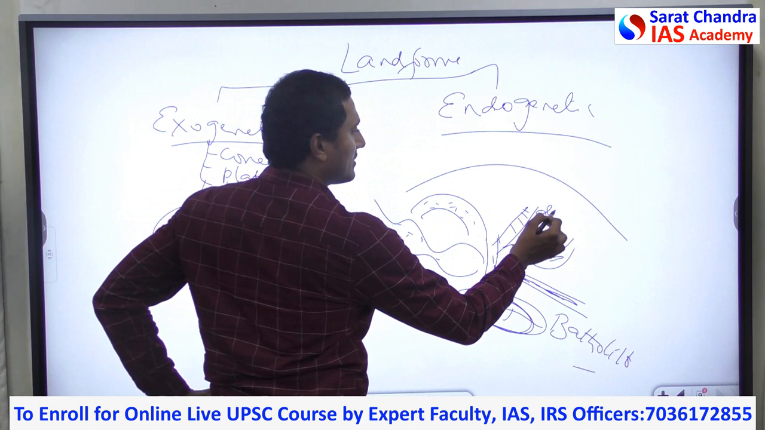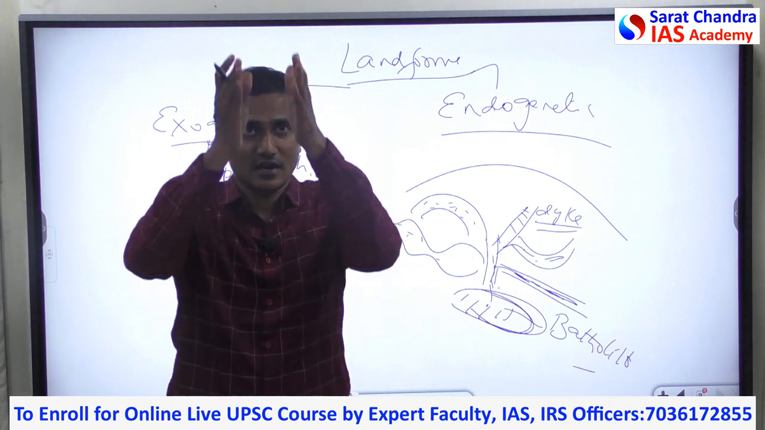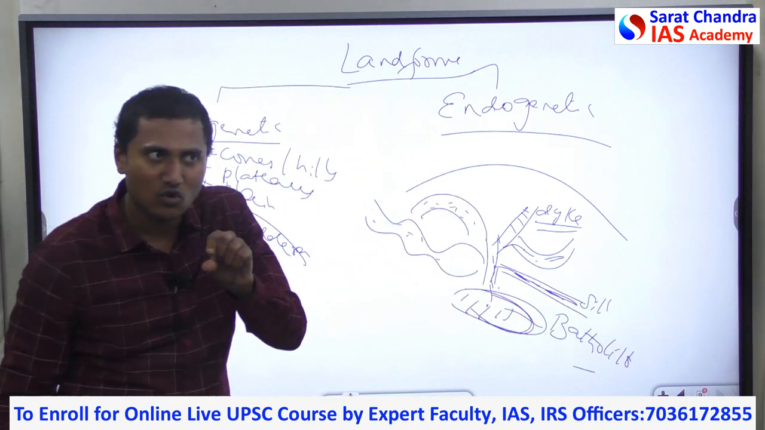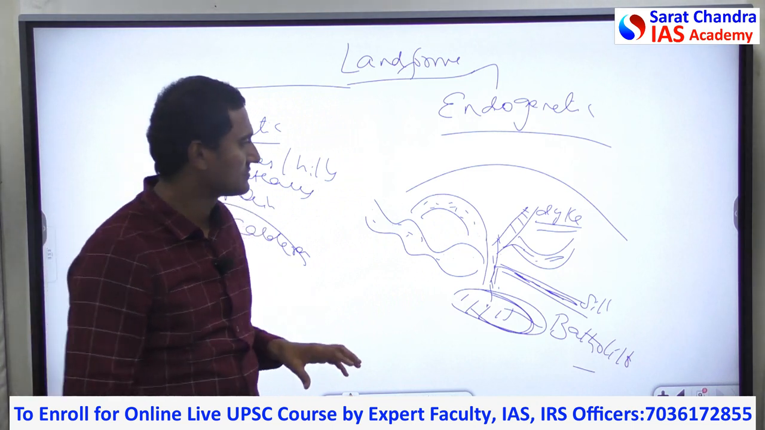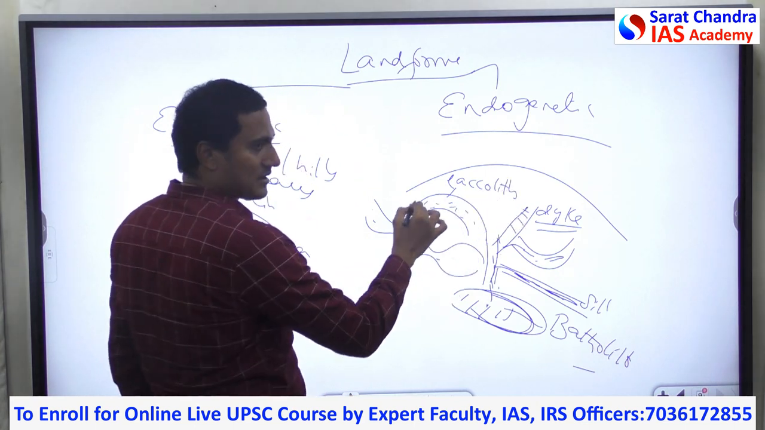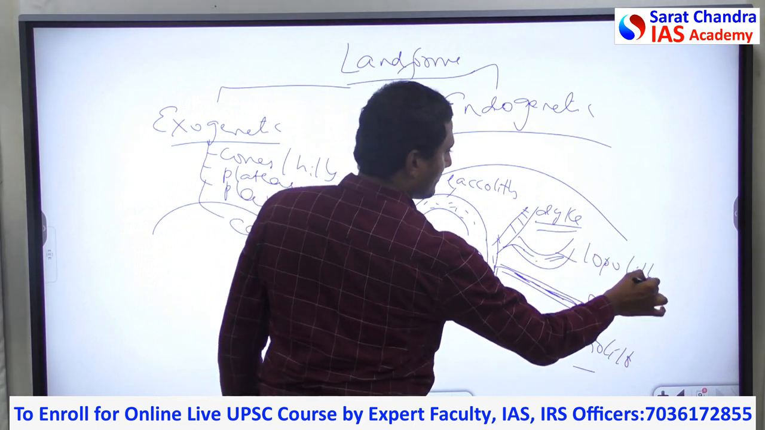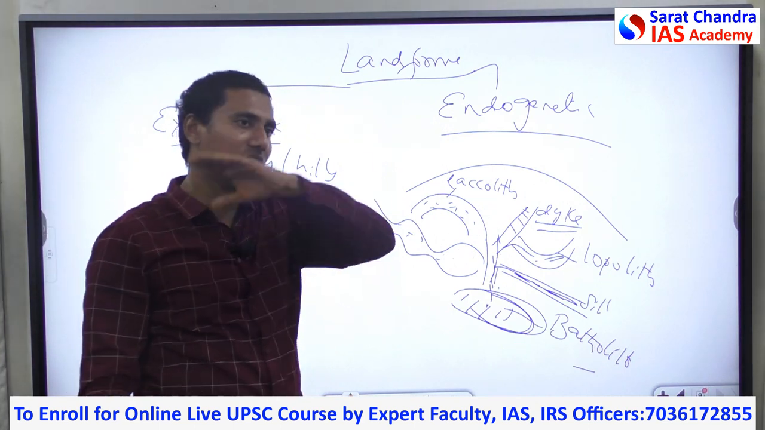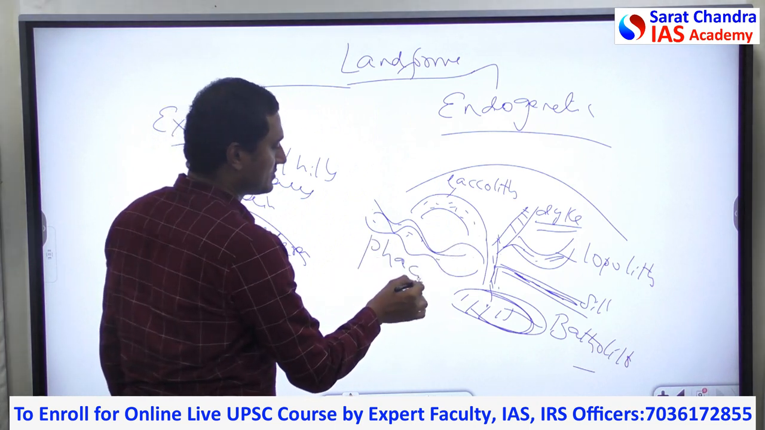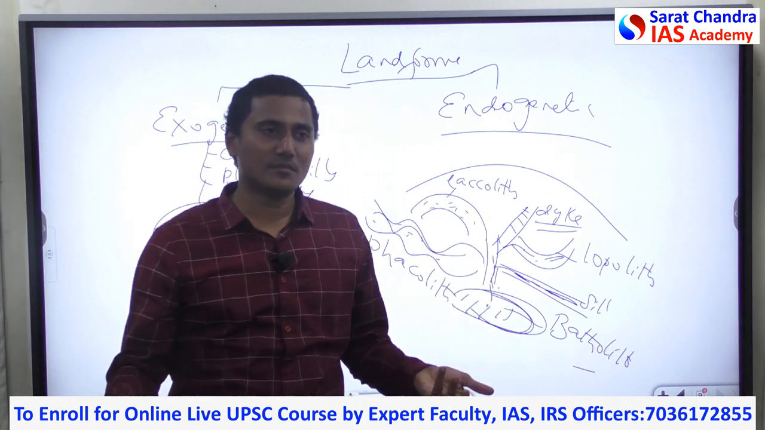This is called dike. Dike is the magma becoming rock inside the earth, vertically. Dike is vertical. If it is horizontal, it is called sill. Sill means horizontal solidification of magma. This is called laccolith, the upper curve. If it is a lower curve, it is called lopolith. Lopolith is the lower one, laccolith is the upper one. But if it is a combination like this, it is called phacolith. So these are different names, and all of these are nothing but magma only.